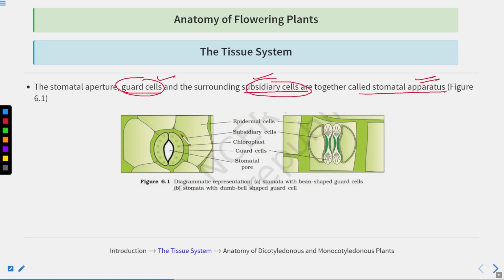So what you see here is the outer surface of the guard cells, and it is quite thin. The inner one, you can see the very dark, is quite thicker, and you can see the chloroplast here.